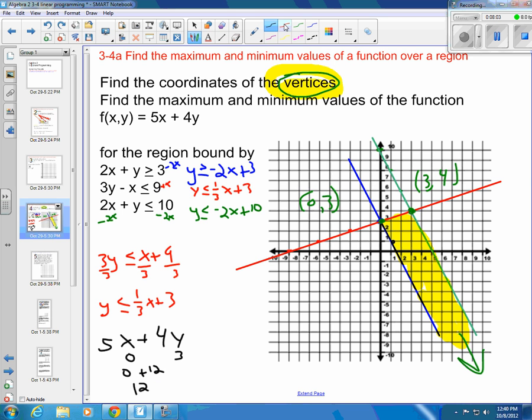And then I'm going to take that same function, the 5x plus 4y, and I'm going to plug in the point 3, 4. So that would be 15 plus 16, and that's definitely much bigger, so that's 31. So this point 3, 4 is the maximum, and we don't really have a minimum because it goes on forever in the negative direction.